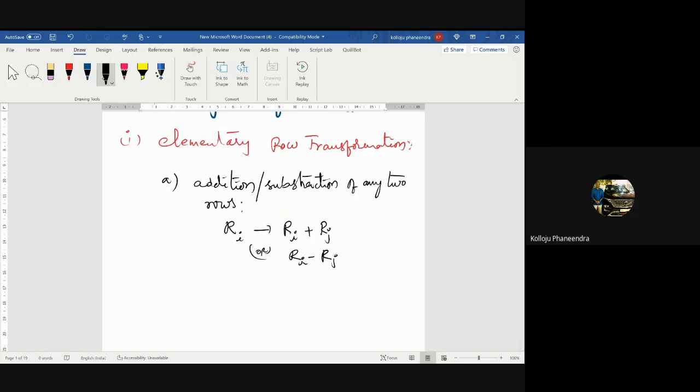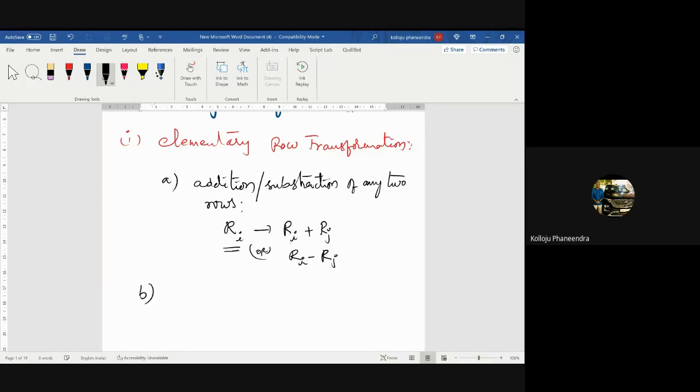And what is the meaning of this? If I write Ri first in Ri plus Rj, the change belongs to ith row. And what is that change? Jth row elements are added to ith row elements.